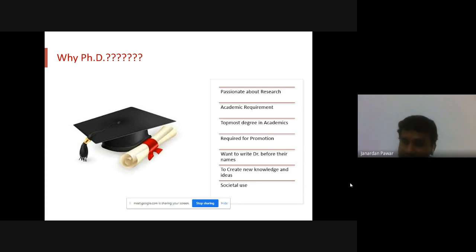We should say thanks to all those scientists who have invented a number of things for our life, and their inventions made our life very comfortable. This is called societal use. Remember, whatever PhD, whatever research you all are doing, that should be useful for society. This is the most important aspect of your research.